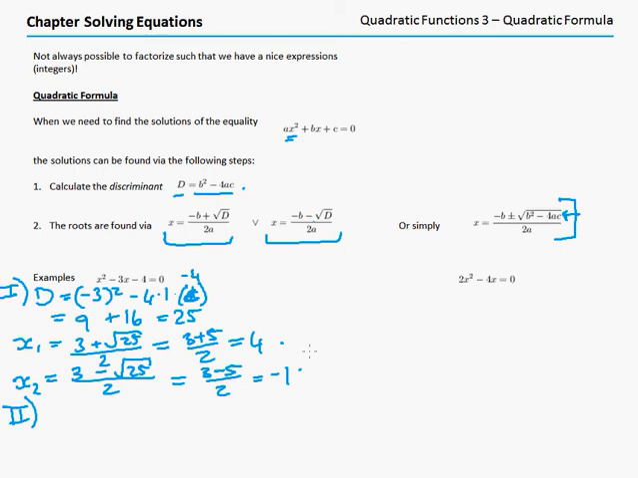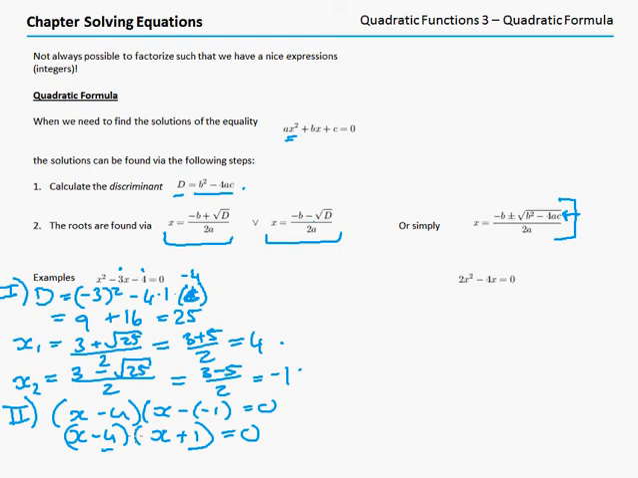We could also do this by factorization. If these are our roots, then we say, okay, x minus 4, x minus minus 1 is equal to 0. In other words, x minus 4, x plus 1 is equal to 0. And we can check it because we have our rule. We say minus 4 times by 1 is minus 4, and minus 4 plus 1 is minus 3. So that's another way of working out our roots.